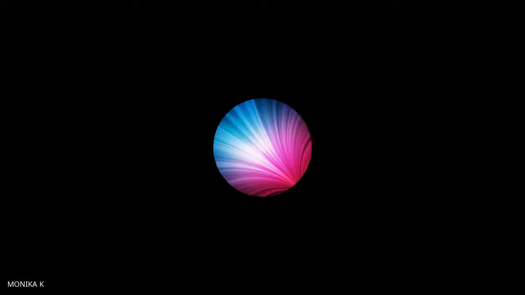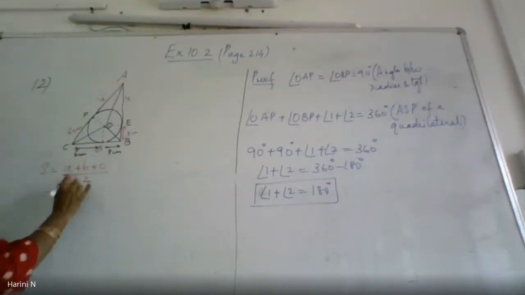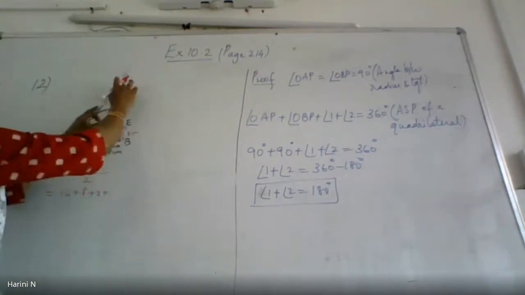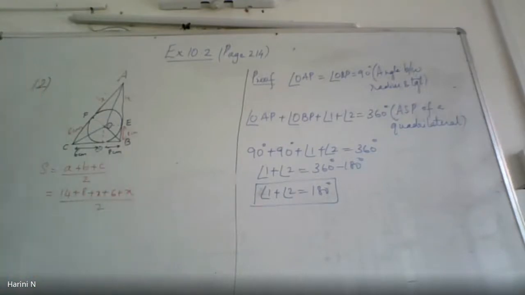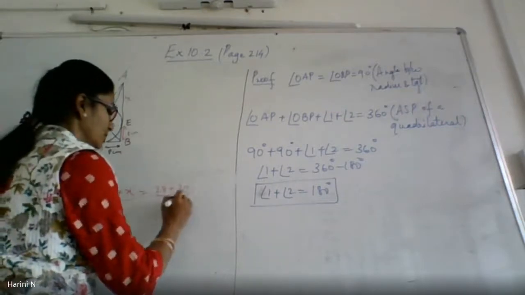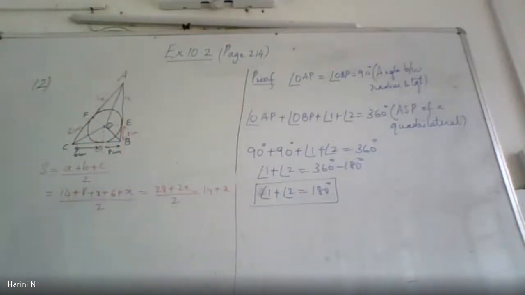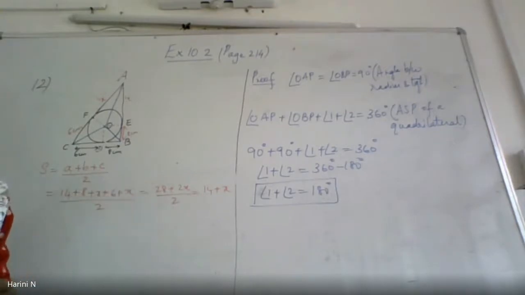Ma'am, S equals 14 plus X. You can, A is nothing but this length, that is 14. The first side plus B, the second side, 8 plus X. And the third side is 6 plus X, whole divided by 2. So 14 plus 6 plus 8, that is 28 plus 2x divided by 2. Or I can say it is 14 plus x. Just take 2 common, so it will become 14 plus x. This 2 will get cancelled. I hope it is understood.